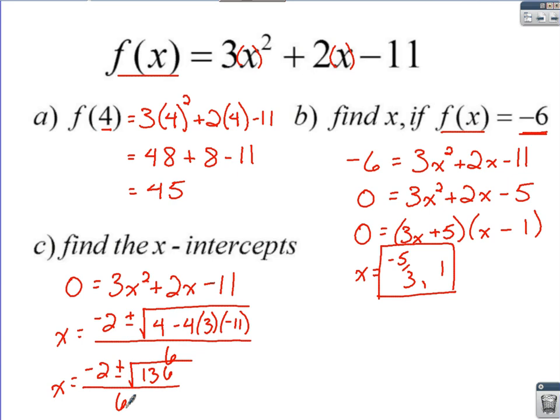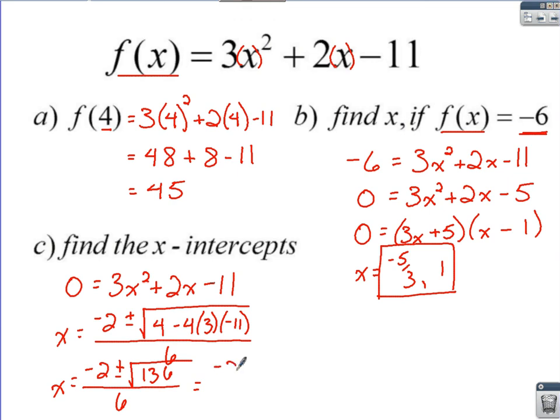Good. All right, we're looking at 136, trying to break down 136. What's the largest perfect square that goes into 136? Okay, so the largest perfect square is 4. That goes into 136, and it goes in 34 times.